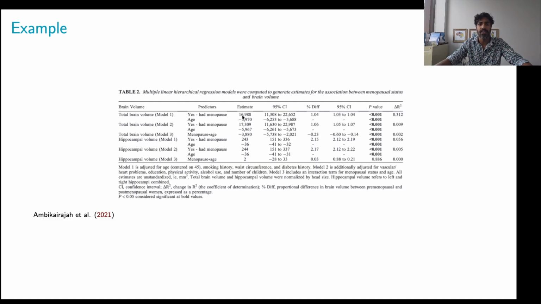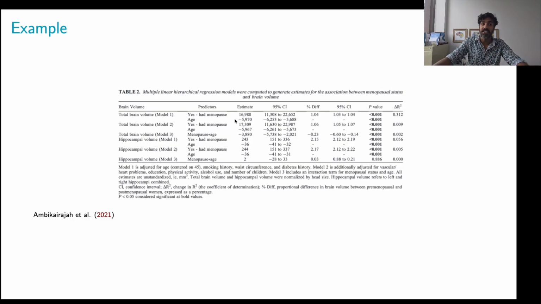The units is in millimeter cubed. So 16,980 cubic millimeters more total brain volume than premenopausal women. And here's the confidence interval. And this isn't very intuitive, right? The 16,980, unless you're in the neuroimaging space. So I tried to quantify the percentage difference. This is like a standardized measure. So rather than using standard deviations, I use percentage difference here to quantify the difference that we see.